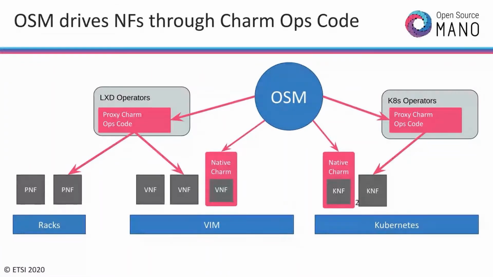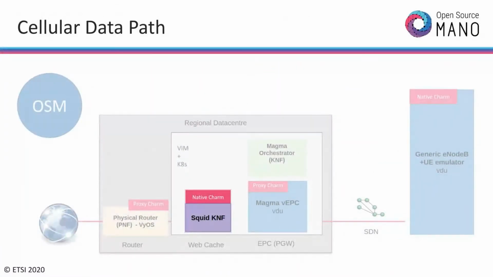In the case of our example for this presentation, it's the Squid KNF, which is the web cage, which would be between a physical router and the Magma APC, and filter specific websites that we want to see and websites that we don't want to see.